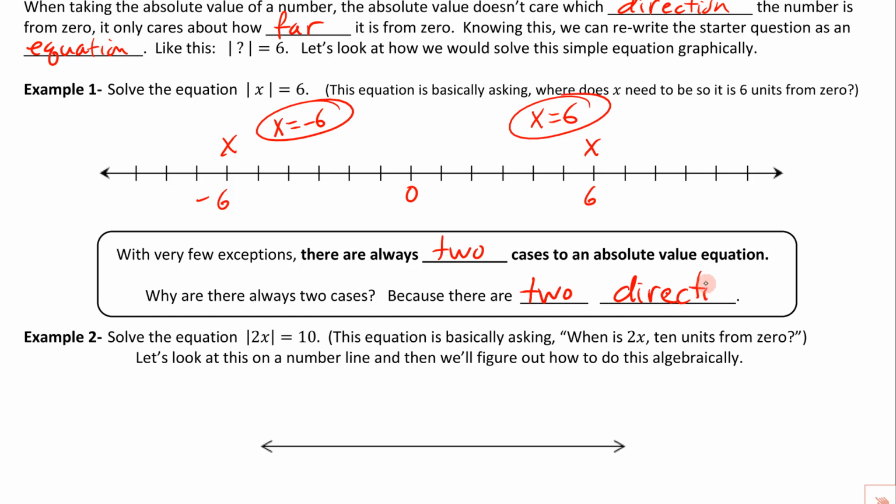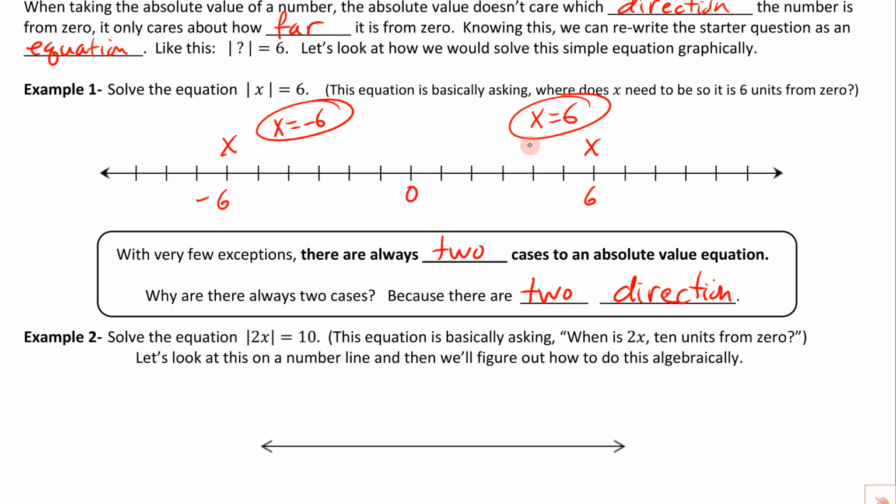And as you can see up above, we went 6 units to the right and we went 6 units to the left, and we got those two answers. We got one on the negative side and one on the positive side. So one case is going to be the direction going to the left, or going in the negative direction, and the other case is when we go to the right, or go in the positive direction.